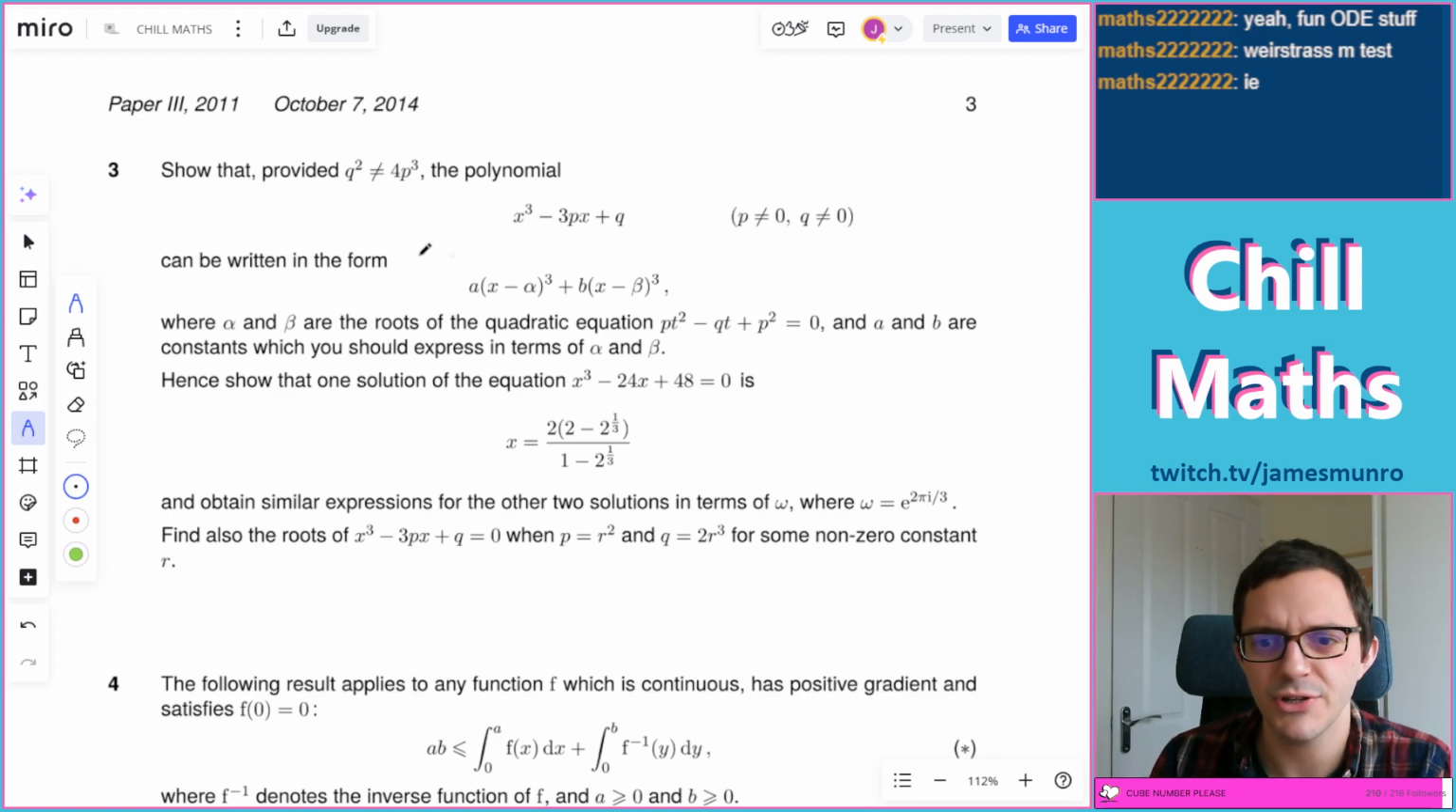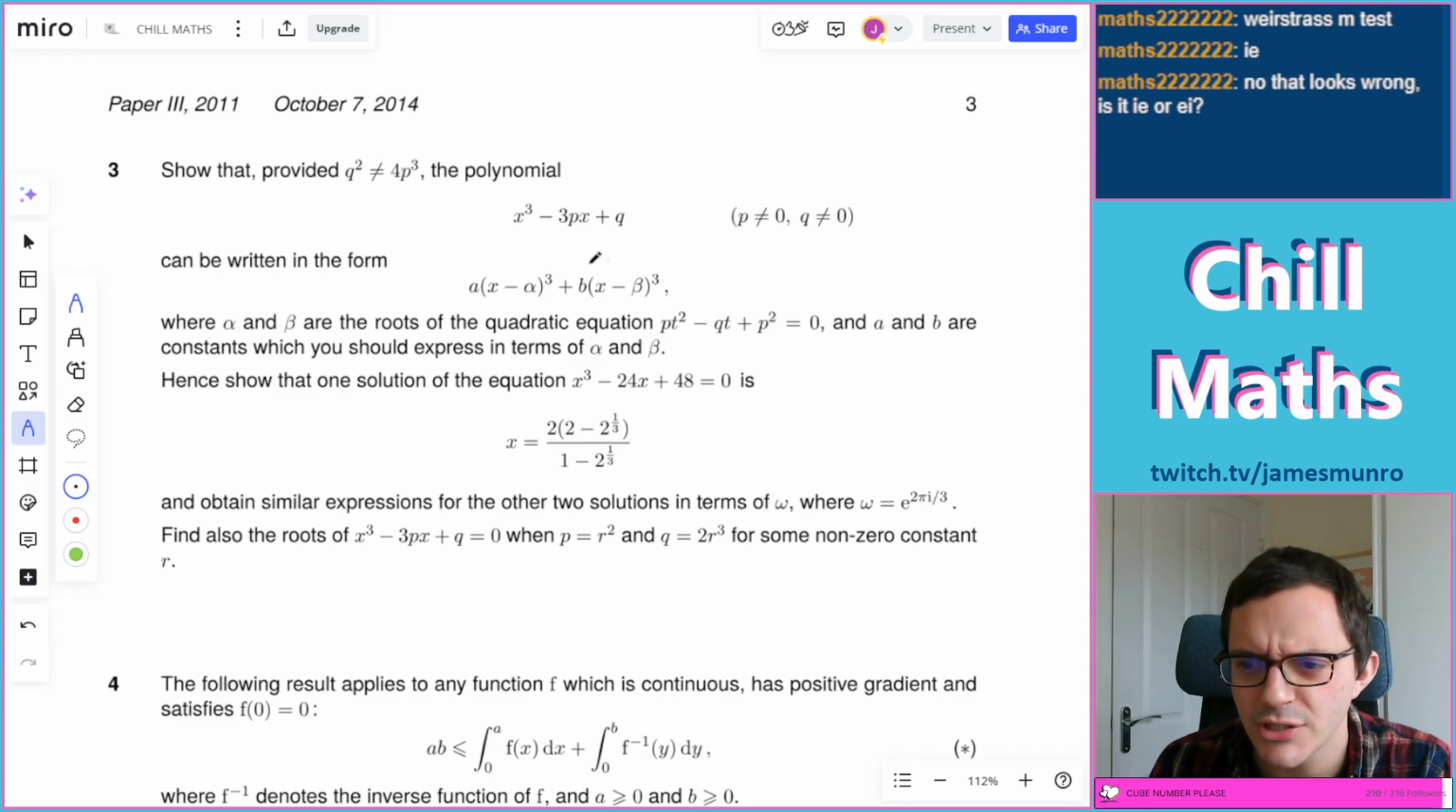What am I doing? Show that provided this, the polynomial can be written in this form, where alpha and beta are the roots of that, and a and b are constants which I should express in terms of alpha and beta. My goodness. So I should just expand this, right? And compare terms, which involves quite a lot of multiplying out.